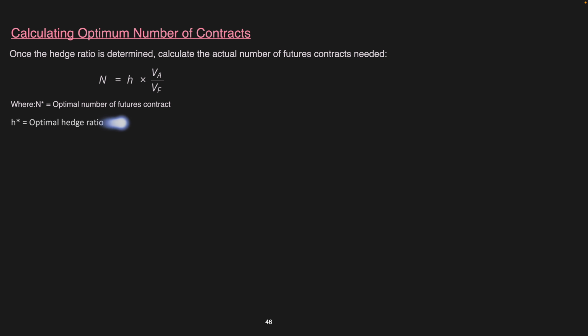How do we calculate it? Where n is the optimal number of future contracts which you are supposed to short, and H is nothing but your optimal hedge ratio. VA is the value of the asset position which is being hedged, that is the value of the portfolio which you are holding, and VF means the value of one futures contract. How do you calculate the value of one future contract? It is nothing but the future price into the contract multiplier. If the future is trading at 22,000 and the contract multiplier is 50, it is 22,000 into 50. That is going to be the value of the future contract.